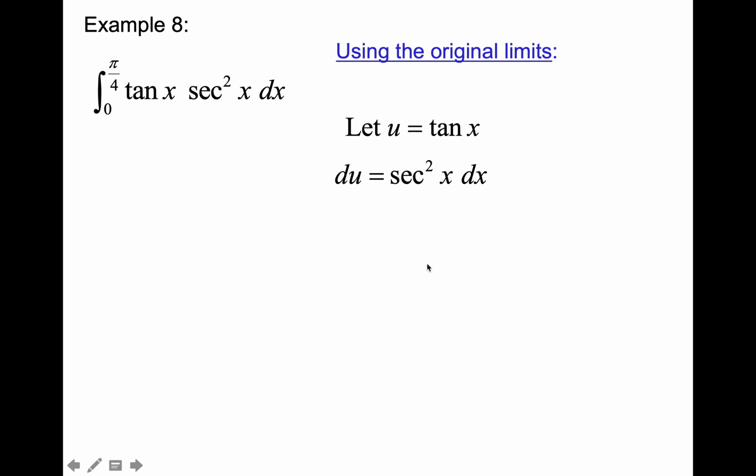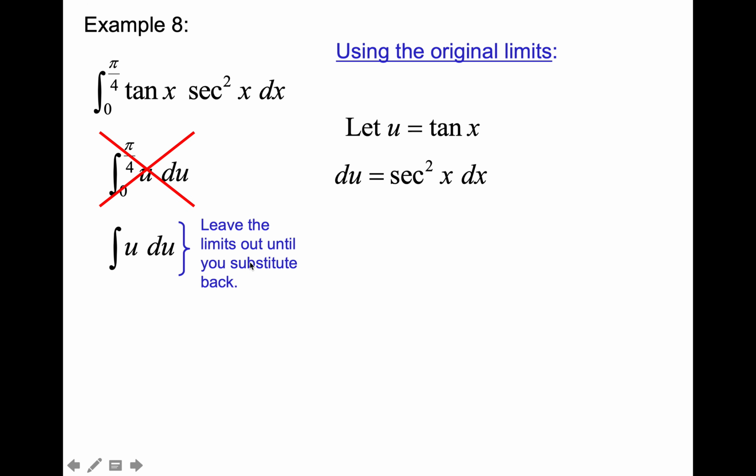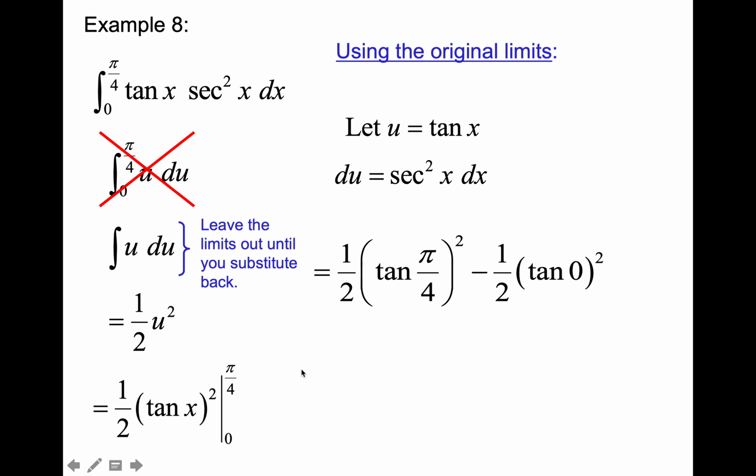So here it is with the original limits. If you did it that way, you don't do this. Okay, don't do that. That is like a no-no. That would be wrong. Your limits were for x, not for u, so you can't use those. So leave them off and then work it out. And then after you put back the tangent x in place of the u, then put your original limits in, and you can evaluate. But you can kind of see it looks a little messier. It's kind of easier just to take care of it at the beginning.